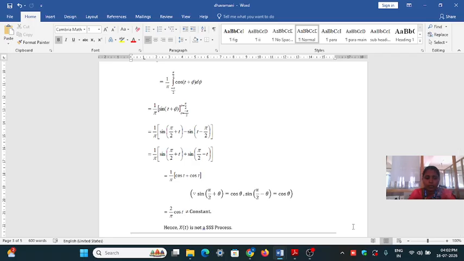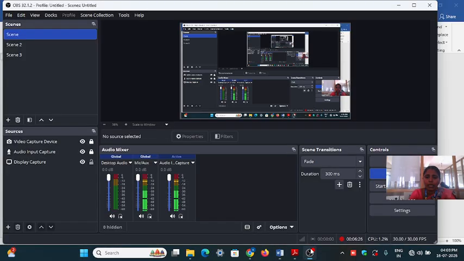A stationary process means expectation of X(t) equals a constant and variance of X(t) equals a constant. But in this problem the expectation of X(t) is not equal to a constant. So don't calculate the variance of X(t). Two conditions need to be verified to get your result for a stationary process, but in this case expectation of X(t) is not equal to a constant. Therefore X(t) is not a stationary process. Okay, thank you.